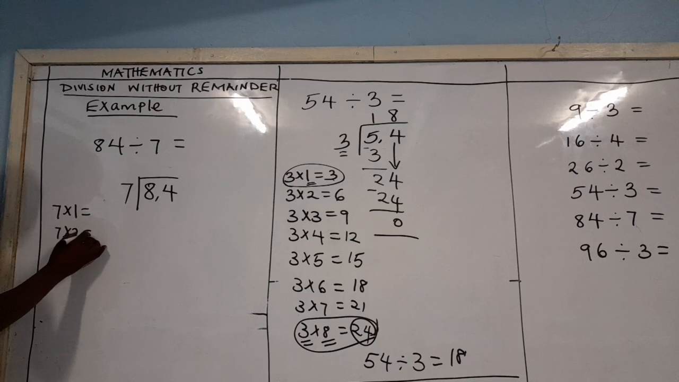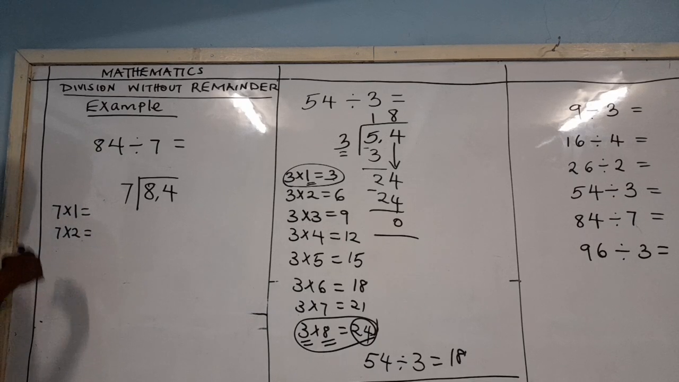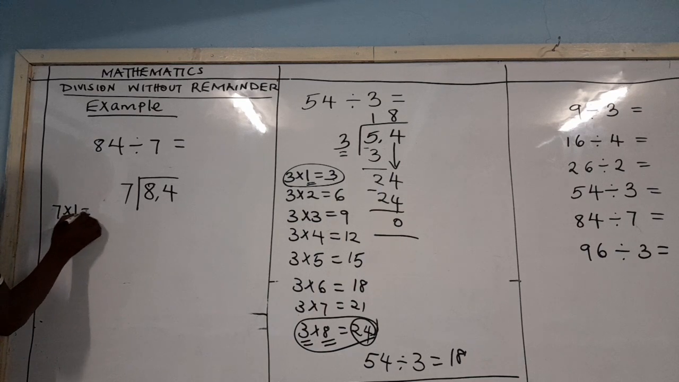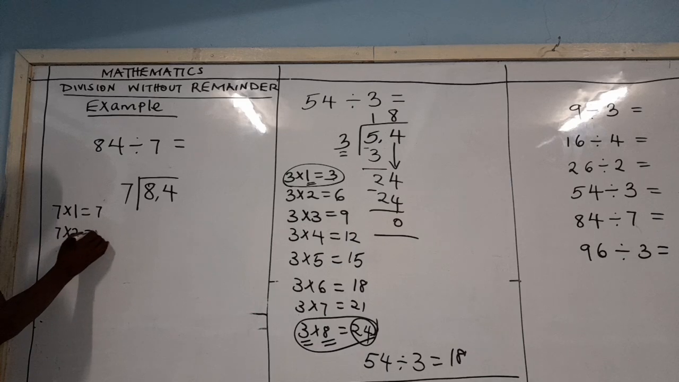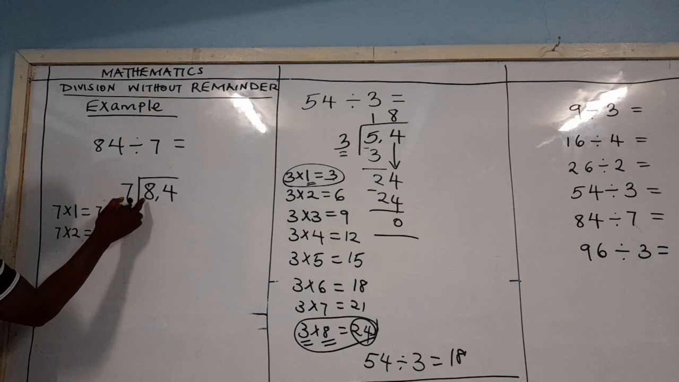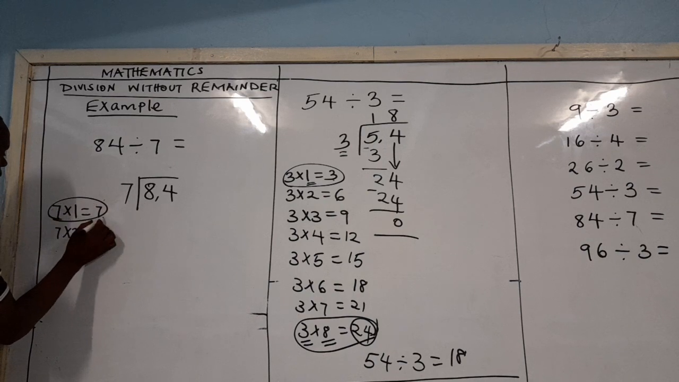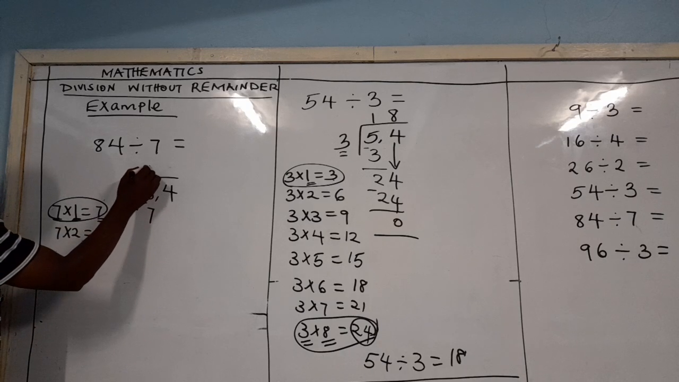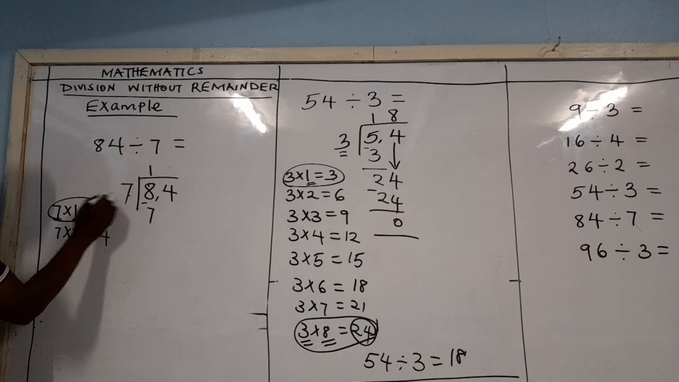This helps a lot, so I encourage that every learner does this when you don't have the multiplication table in your head. 7 times 1 is 7. 7 times 2 here is 14. Then now we are looking for 8. I can't see 8 there, but there is a 7 which is less than 8. So we take this one. This 7 is what we write down and take away, and the 1 now, we write it here since we have been given the 7.